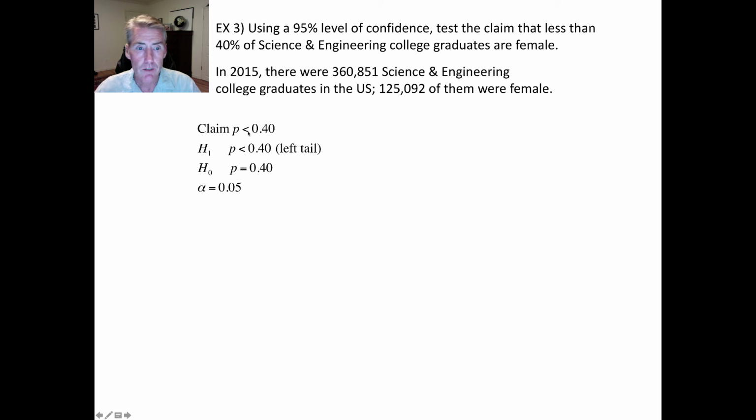So here's the claim. Since the claim doesn't have an equals, then H1 can stay the same, meaning it's a left-tailed test. H sub 0 has equals. Since we're using 95%, that means alpha equals 0.05. Write down the data, divide the two, the small number divided by the big number. So actually, based on 2015, it was 34.7% of the graduates were female.